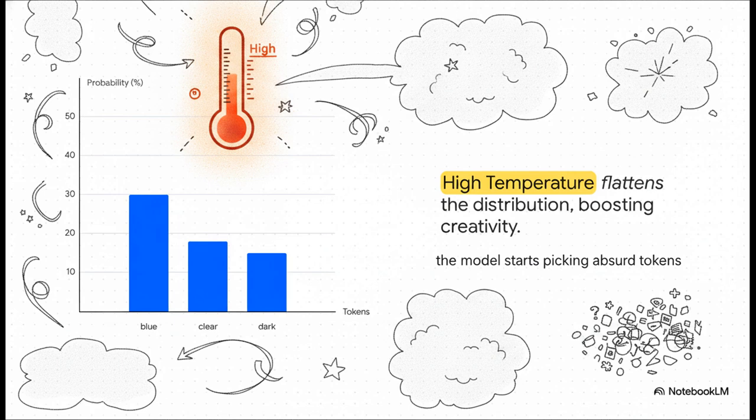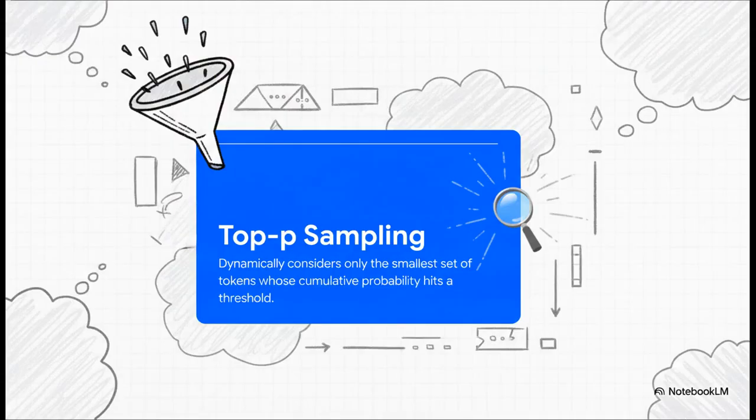or surprising answer. But a quick warning, turn it up too high and the model starts picking weird, obscure tokens until you just get absolute word salad. To prevent those high temperatures from pulling the output into complete nonsense, developers use strict cutoffs. The most popular one you'll see is called top P, which is also known as nucleus sampling.